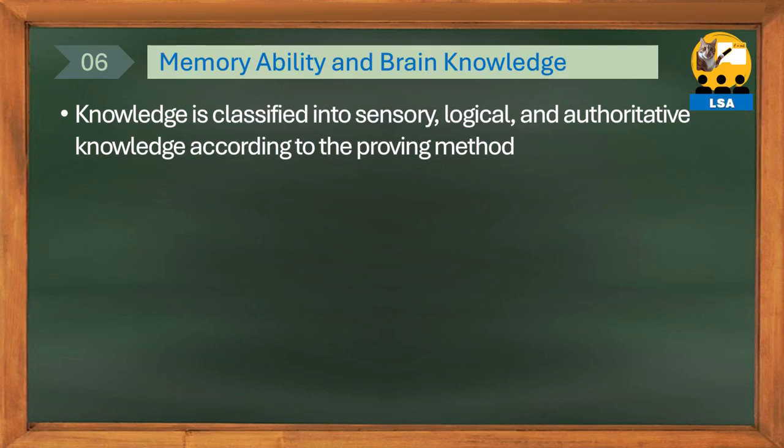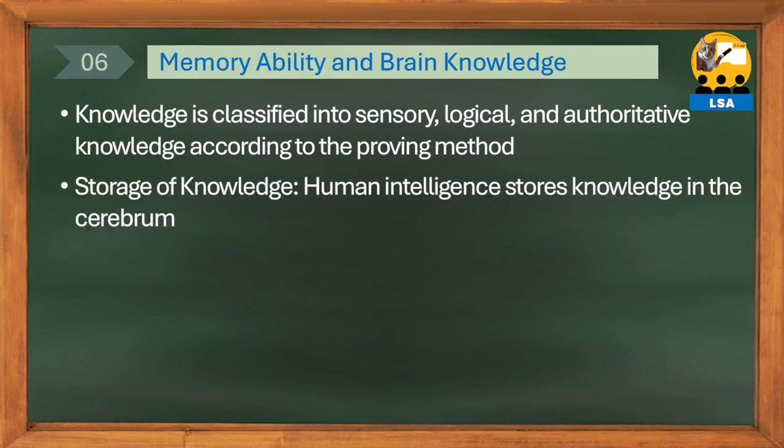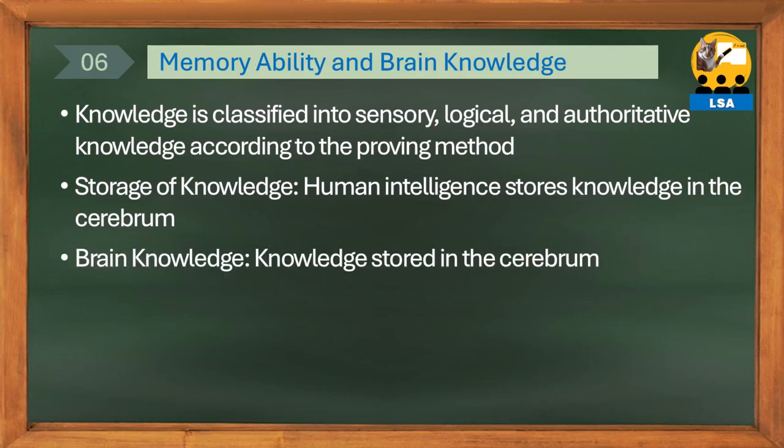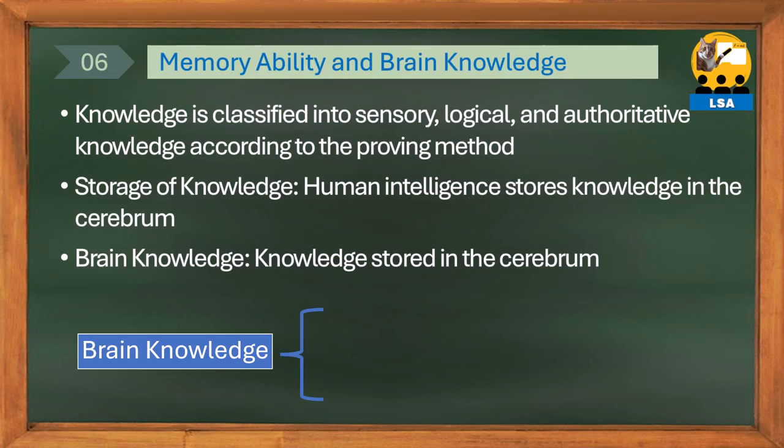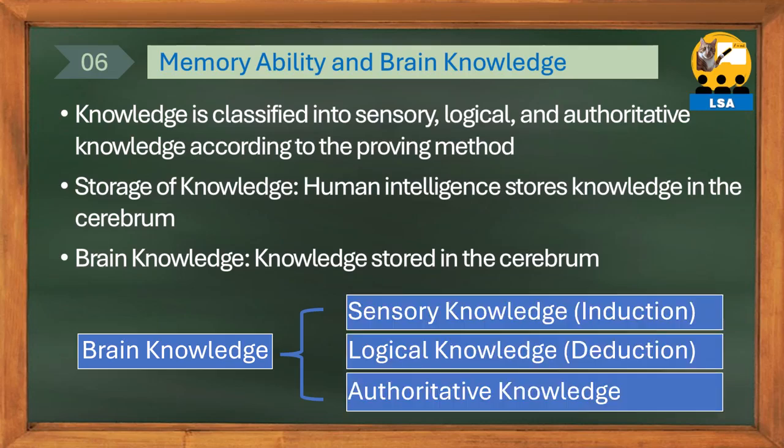Fortunately, human intelligence has a memory ability and memory storage, so we can store knowledge in the cerebrum. Lee's Science Academy distinguishes knowledge stored in the cerebrum as brain knowledge. Of course, brain knowledge consists of sensory knowledge, logical knowledge, and authoritative knowledge.